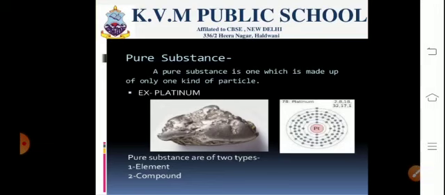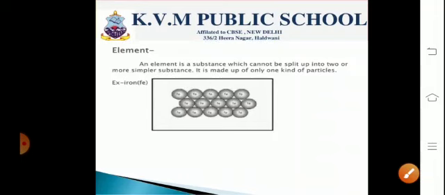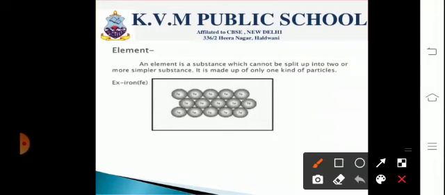A pure substance is one which is made up of only one kind of particle. Examples are elements and compounds. They are made up of basically one kind or similar kind of particle. The element is made up of atoms. Atoms combine together to form molecules. An element is a substance which cannot be split up into two or more substances because it is made up of only one kind of particle.